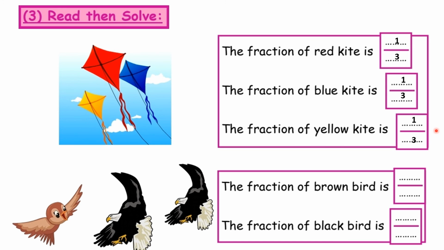So the fraction of the red kite is 1/3, the blue kite is 1/3, and the yellow kite is 1/3, only 1/3. The fraction of brown birds: I have only 1 brown bird out of 3 birds. So I know here that the total number of birds is 3, and I have only 1 brown bird, so I wrote it here. The fraction of black birds: the total number of birds I write down here. I have 3 birds, and I have 2 black birds, so I write it up here, 2 black birds. So it's 2 out of 3, so it's 2/3.